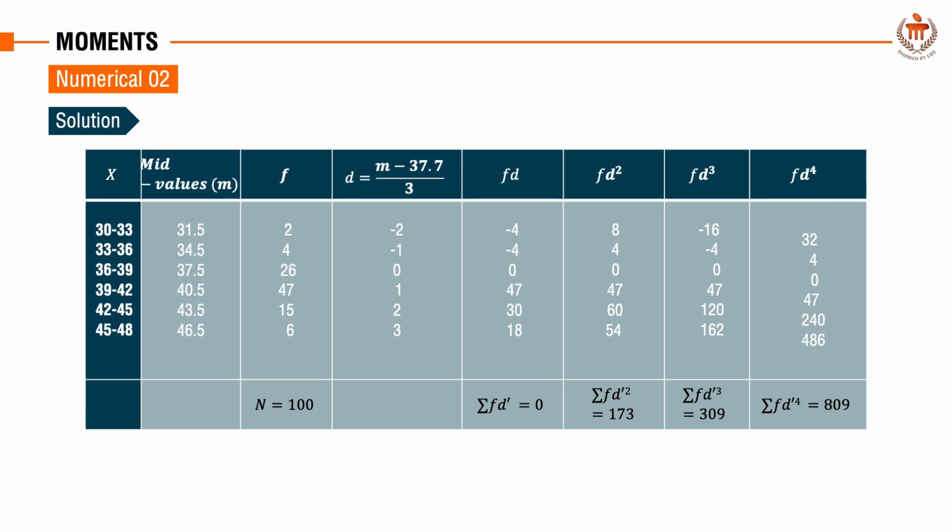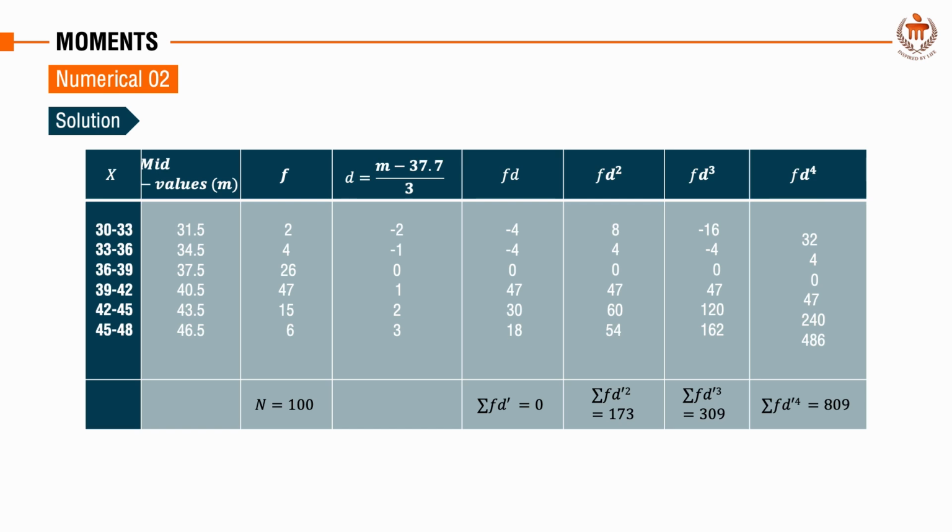Then 47. Then 4 into 15, 60. Then 3 square is 9, 9 into 6 is 54. Okay, then you can do the sum of this. So if you do the sum of this, 8 plus 4 is 12, 12 plus 7 is 19, 19 plus 4 is 23, 23 plus 2, 10, 15, 17, 173.